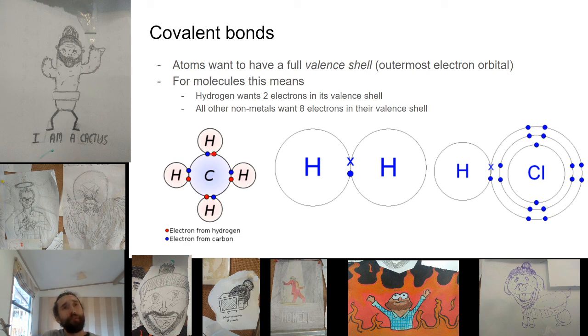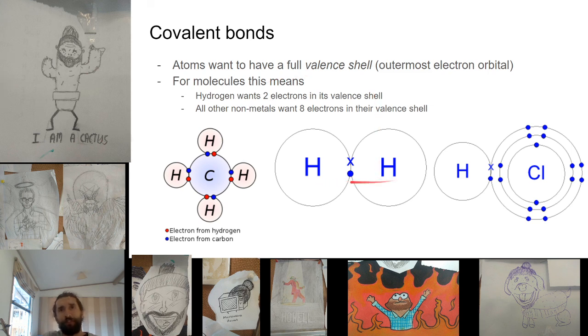Now here we have 4 bonds. 1 bond between the C and H here, 1 bond here, 1 bond here, and 1 bond here. Each hydrogen has 2 electrons, 1 of its own electron and 1 from carbon. And the carbon has 8 electrons, 4 from itself and then 1 that it shares from each hydrogen. So in this molecule, the hydrogens and the carbon have a full outer shell.